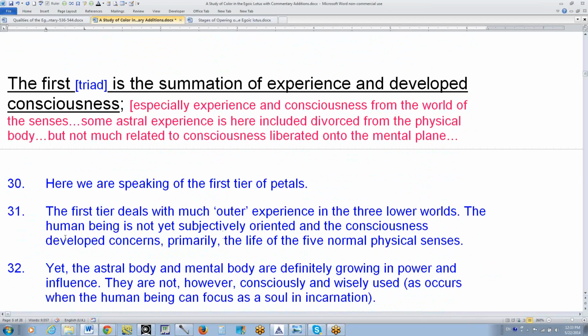So here we're speaking of the first tier of petals. The first tier of petals deals with much outer experience in the three lower worlds, and especially the physical world, petals of knowledge for the physical plane. The human being is not yet subjectively oriented, and the consciousness developed concerns primarily the life of the five normal physical senses, not the extensions of the senses.